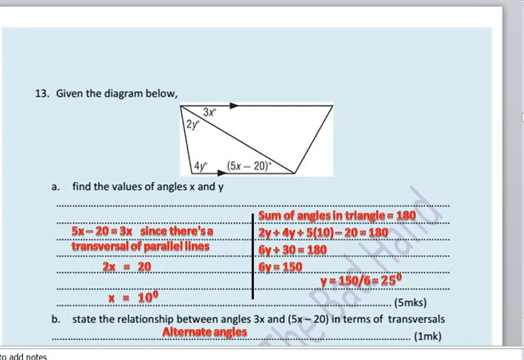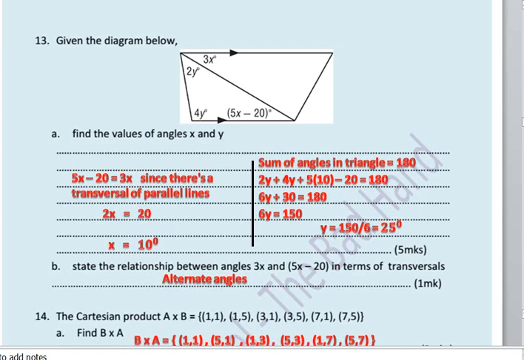Then for angle y, this triangle here with values 2y, 4y, and 5x minus 20, the sum of all these angles will give us 180 degrees. But we already have x equal to 10 degrees. So 2y plus 4y plus 5 times 10 minus 20 should give us 180. We will have 6y to be 150 and y will be equal to 25 degrees.